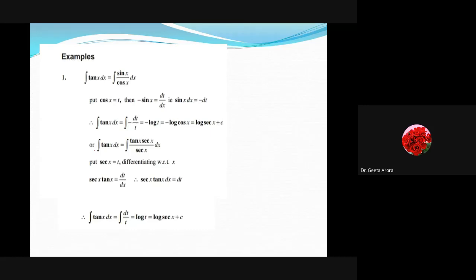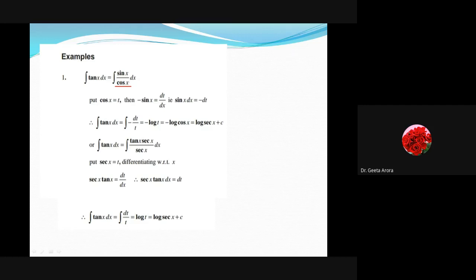The first thing that we can do for tan x is write tan x in the form of the function sin x by cos x, because we know tan x is equal to sin x by cos x. So this is the first thing. Now we have to see which thing we should take as a substitution, so that we can write the other one in a known form.